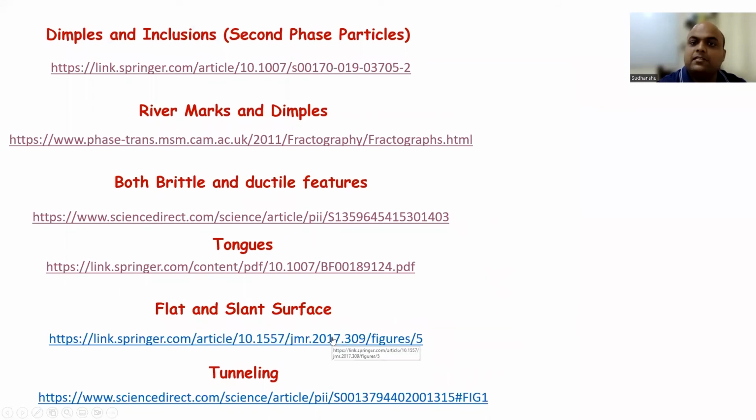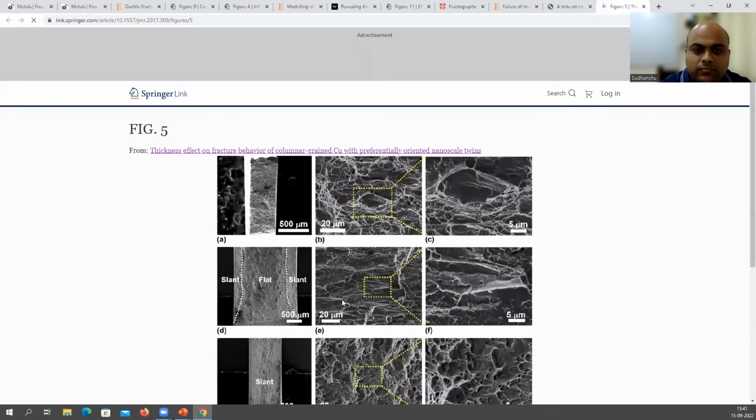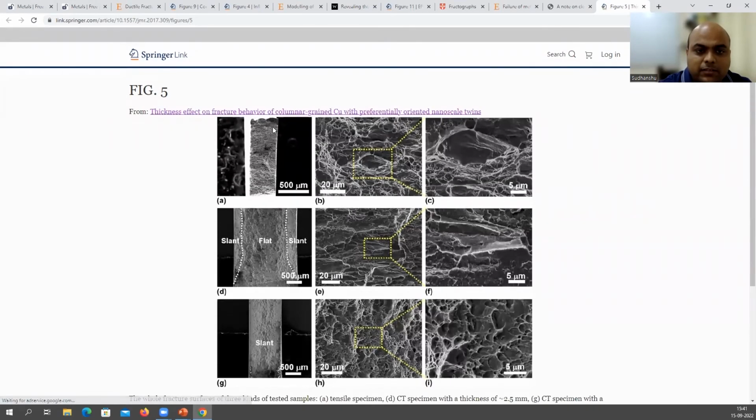Now, if you remember, we discussed flat and slant surfaces, tunneling, right? When we have the presence of a crack during ductile crack growth, right? So let's see those images. Okay, so this is from the paper titled Thickness Effect on Fracture Behavior of Columnar Grain Copper with Preferentially Oriented Nanoscale Twins. Okay, so this is for a thicker sample. Now we are talking about D image and G image, bottom one.